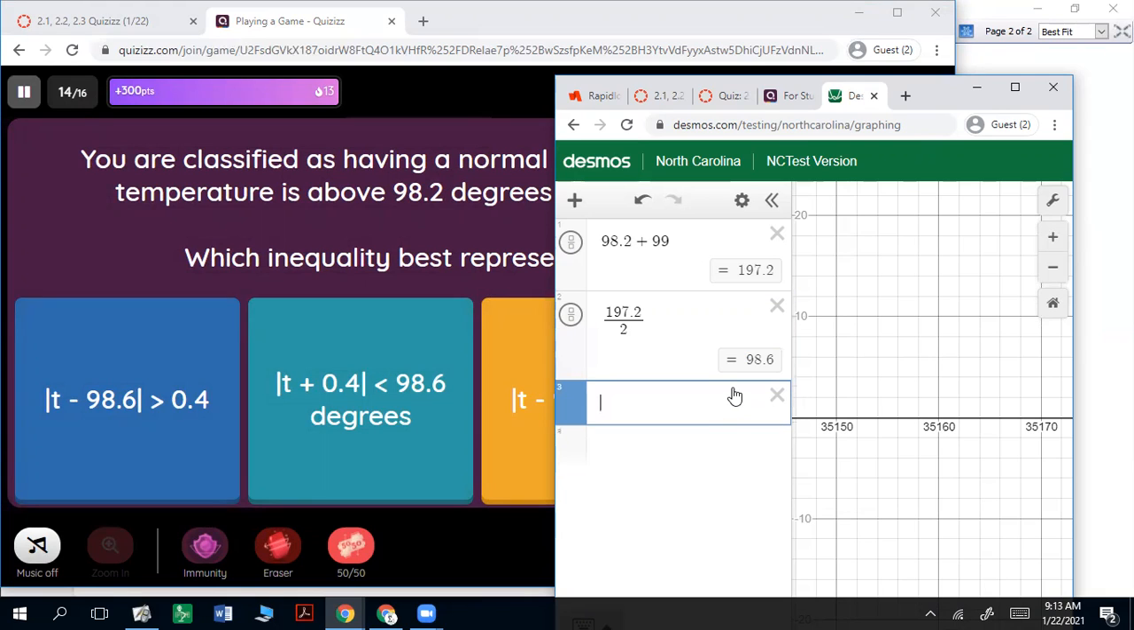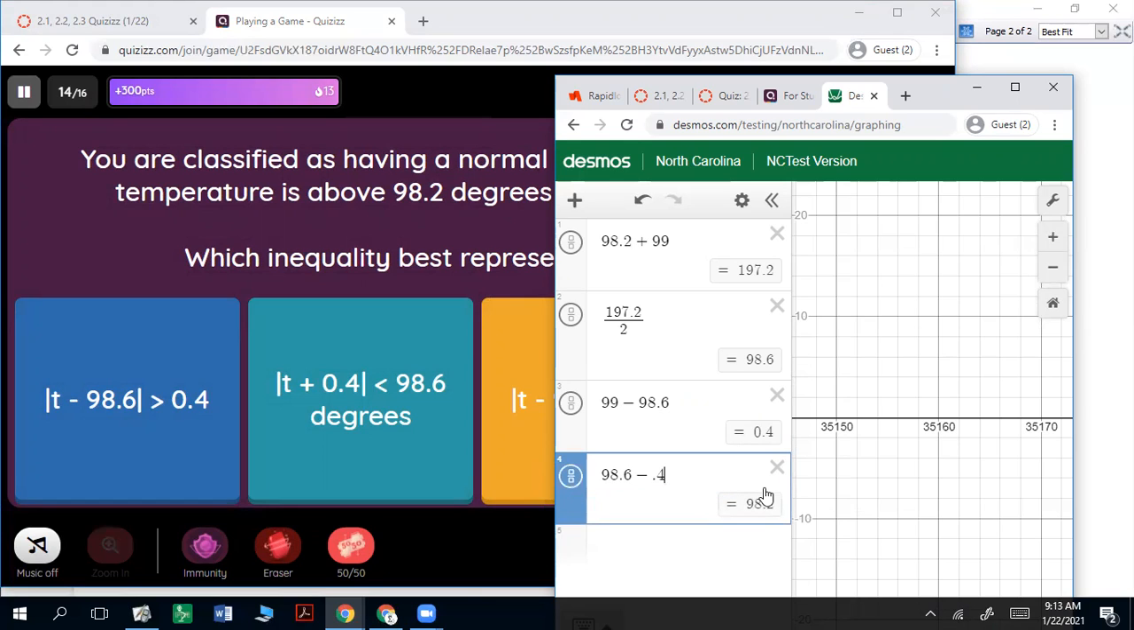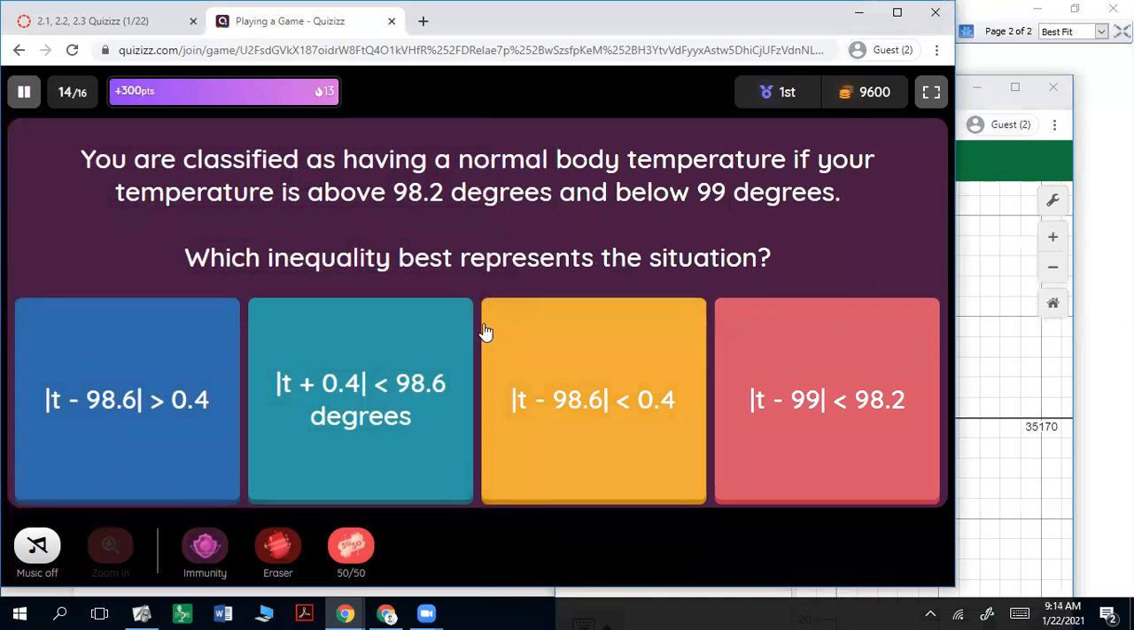And the amount it can be off by, if we do 99 minus 98.6, that's 0.4 degrees. And if we did 98.6 minus 0.4, you'll see that it gives you the low end, 98.2. So 98.2 to 99 is that range, and then 0.4 is how much it's off by, but your middle number is going to be 98.6. So it should be this one, t minus 98.6 in the absolute value, and we're off by 0.4.